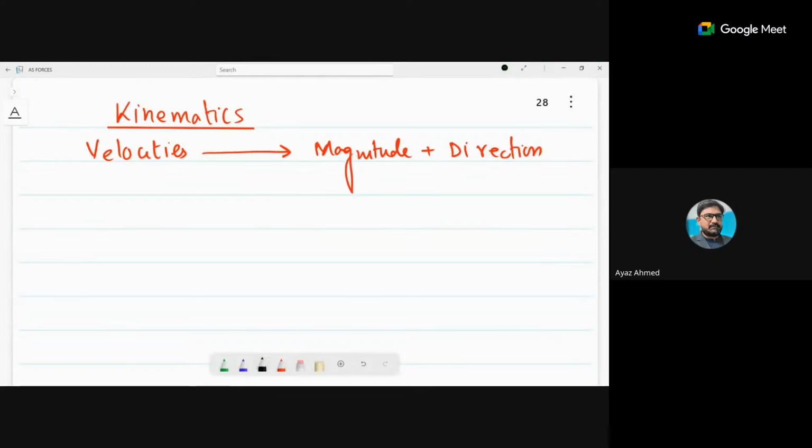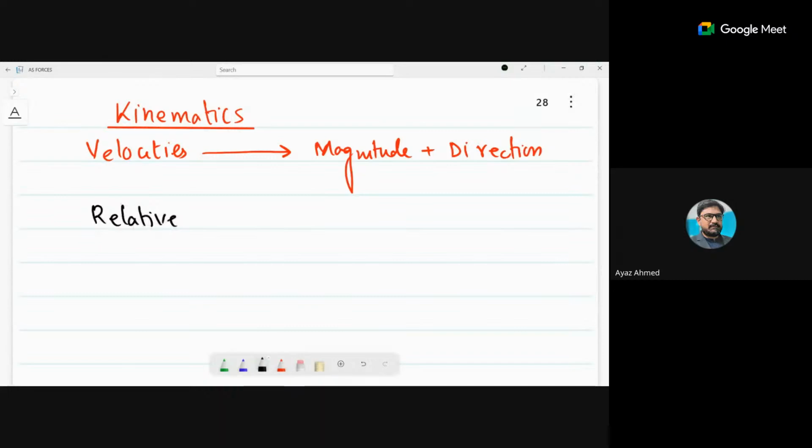When we talk about relative velocity, relative velocity means the velocity of one object with respect to the other. So it is the velocity of any one object with respect to the other.